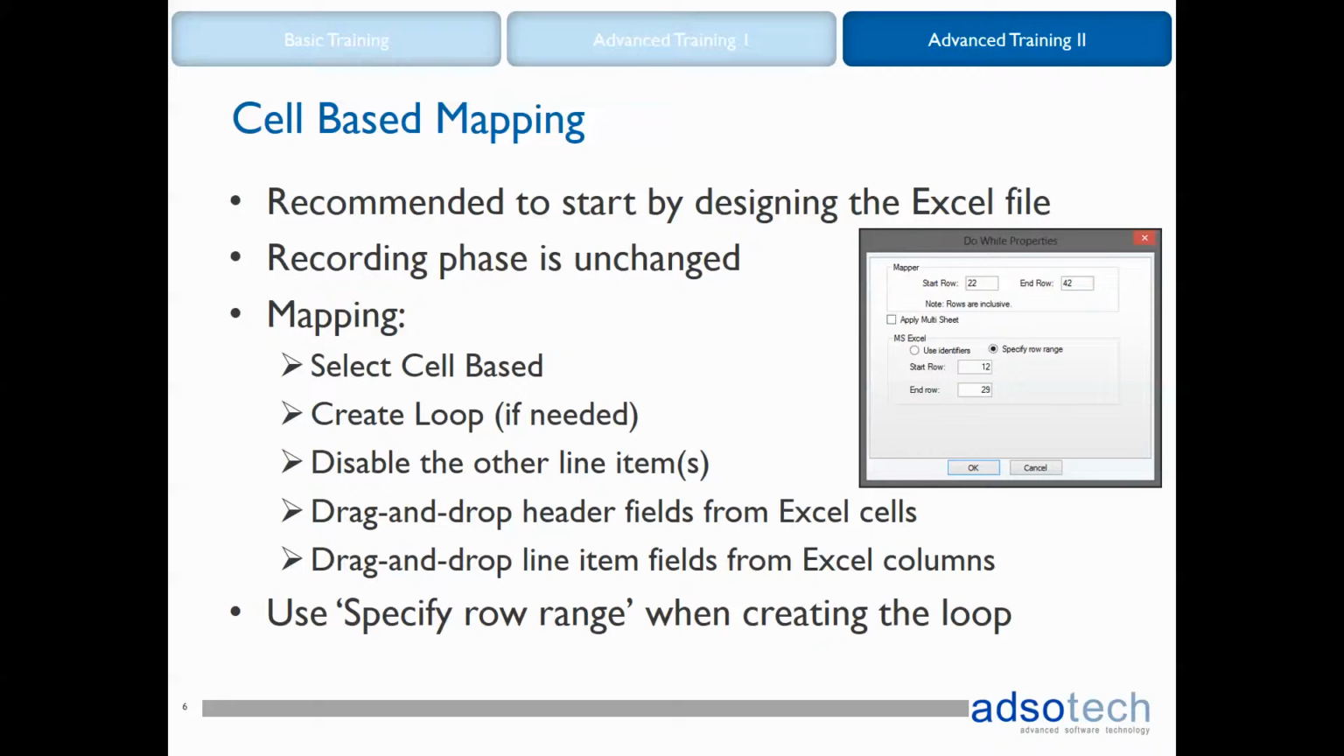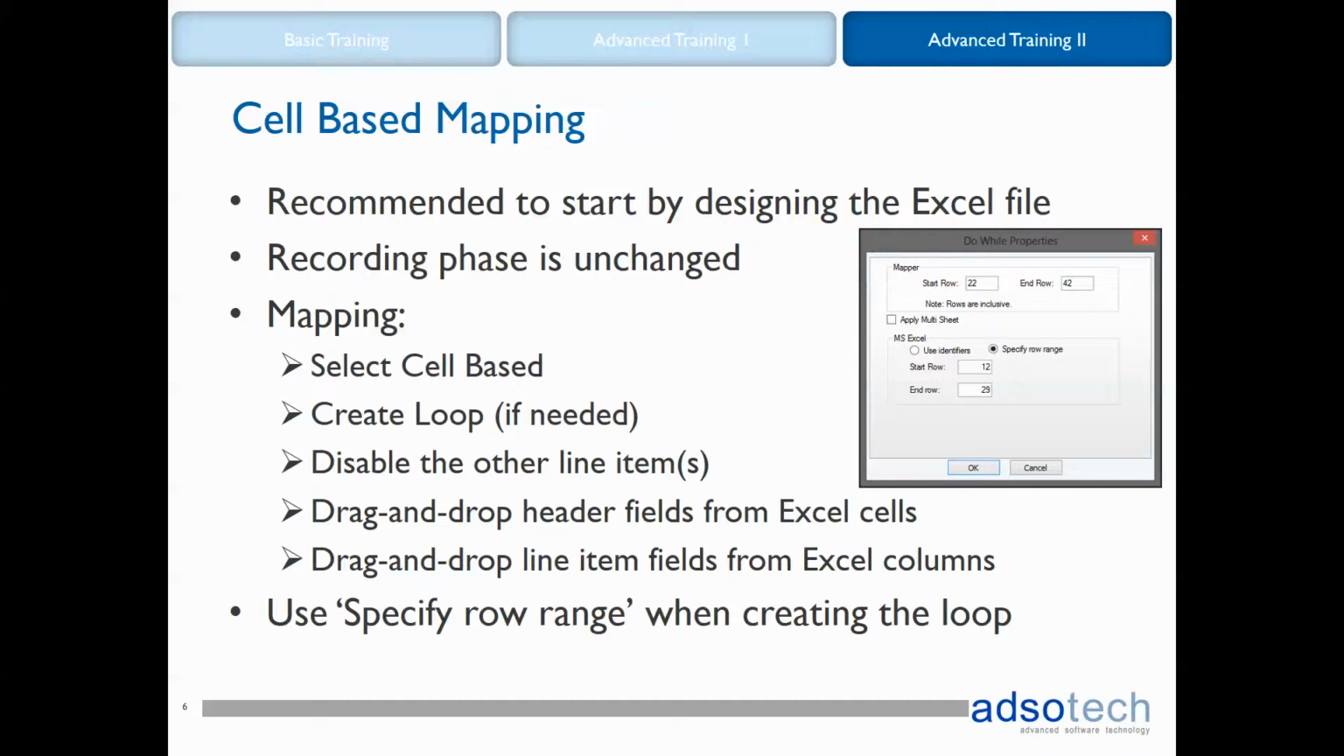If we want to create a cell-based mapping, we first have to select cell-based as our option. Then, if we need a loop, we will create a loop. After creating the loop, we always want to disable the other line items that we have recorded. And after that, it's just about dragging and dropping. We have some header fields, which we will drag and drop from Excel cells. And for any line item fields, we will do the drag and drop from Excel columns.